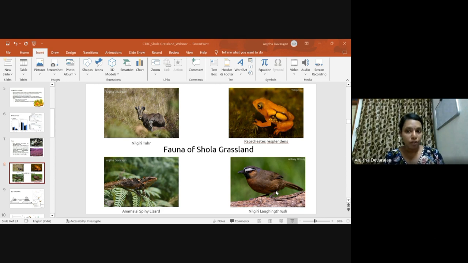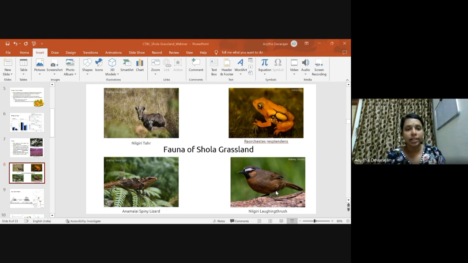Also, we have a lot of amphibian species that are endemic to this area. We can say more than 20 species of frogs are found unique to this landscape. And we have some reptiles like the Anomalous spiny lizard, which is an arboreal lizard found in the Shola grasslands above 1500 meters only. And also there are a lot of birds like Nilgiri laughing thrush, Banasura laughing thrush, white-billed shola, black and orange flycatcher. These are all endemic to this landscape.